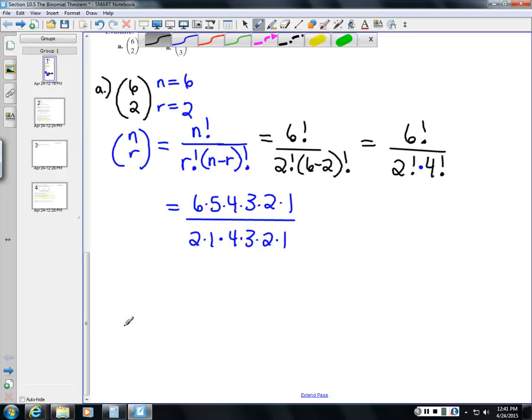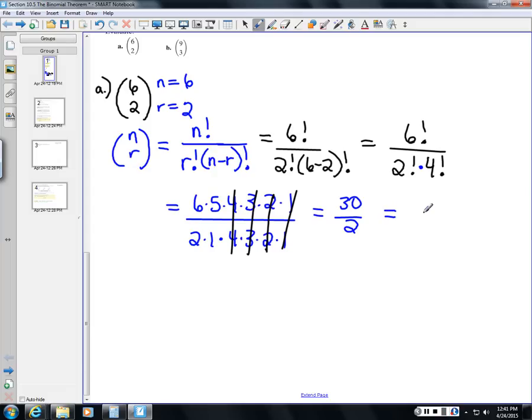So reducing everything that we can, of course, the 1's cancel, the 2's, the 3's, the 4's, and basically you could go ahead and reduce that 6 and the 2, but that does leave us with just a 30 over 2, which actually just equals 15. So n above r is actually just equal to 15.